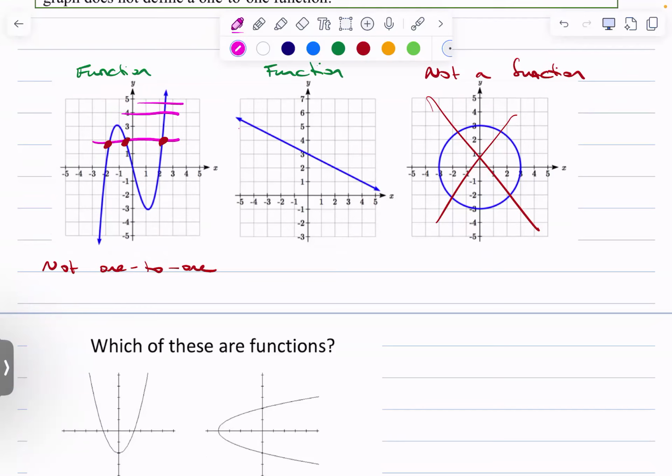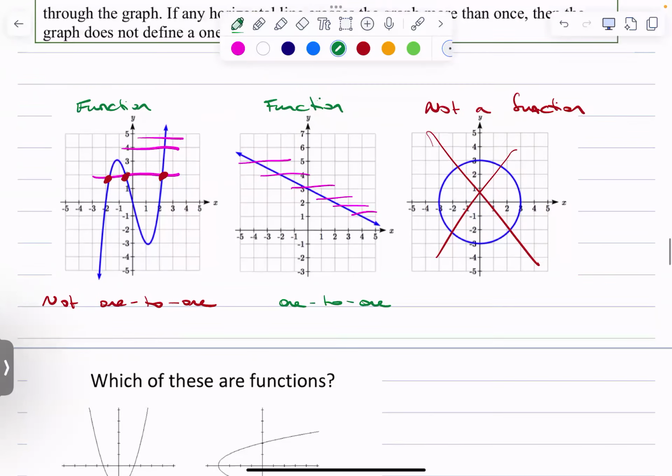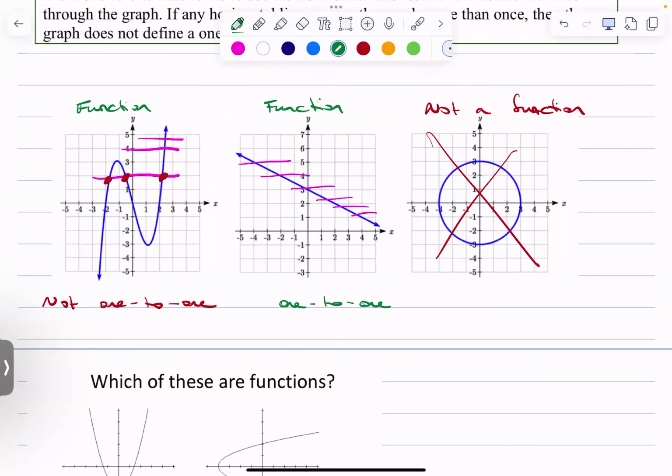Whereas a line, looks good. I'll only ever cross once. And so this is one-to-one. Nice. So for us, for graphs especially, using the vertical line test and the horizontal line test saves us a lot of time.